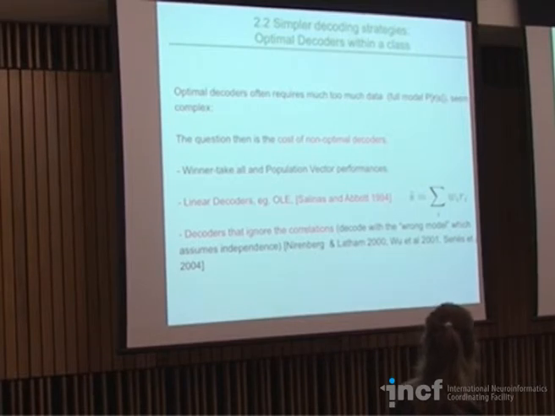The question again is whether the brain, when it does this transformation, is also reading out, if you will, the correlations in the population activity to transform to the response or not.